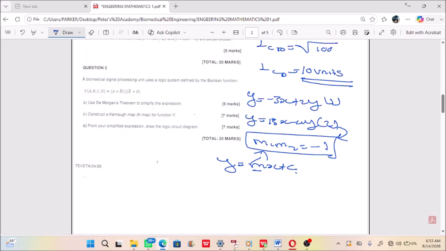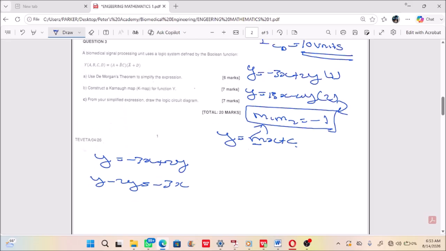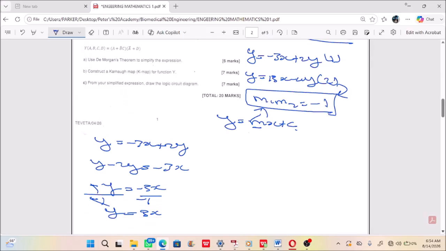Now what is the first equation that we have? y equals negative 3x plus 2y. Let's find the gradient for this. We collect like terms, so y minus 2y equals negative 3x. What is y minus 2y? That is negative y, so we have negative y equals negative 3x. We divide throughout by negative 1 because we're only interested in y, so y equals 3x, because negative and negative disappear. This is the first equation that we have: y equals 3x.